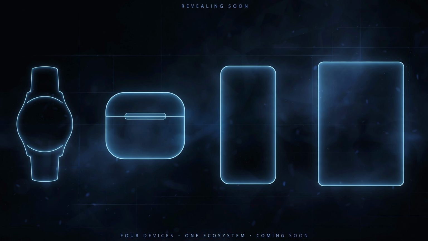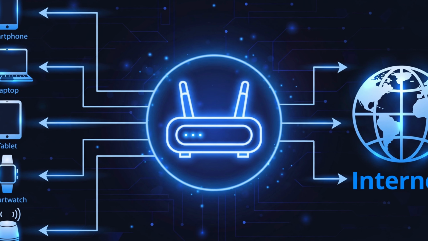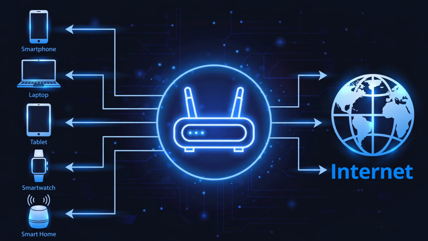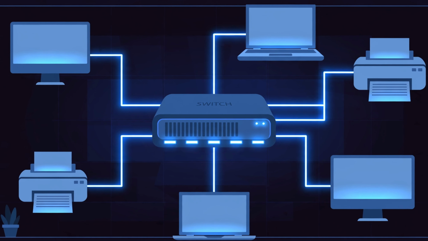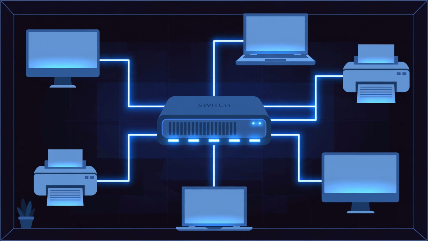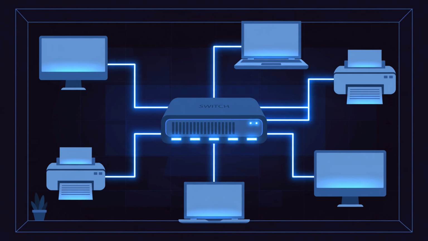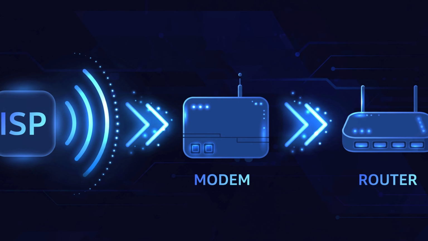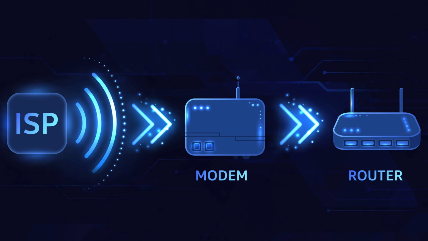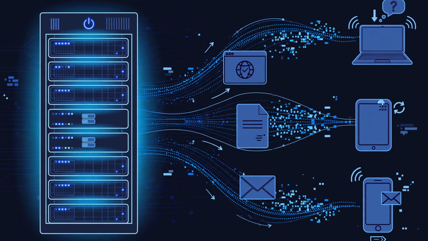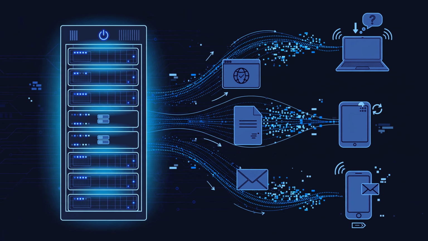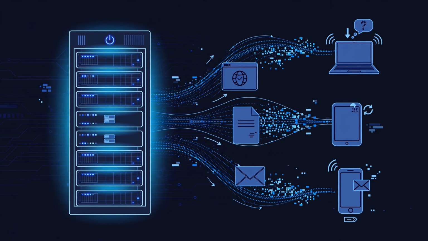A handful of key devices make all of this possible. The router directs data between your local network and the Internet, deciding the best path for information to travel. The switch connects multiple devices within the same local network, allowing them to communicate directly with each other. The modem translates the signal coming from your Internet service provider into a format your router and devices can actually use. And servers are powerful computers that store and provide data or services to other devices on the network, like websites, files, or emails.